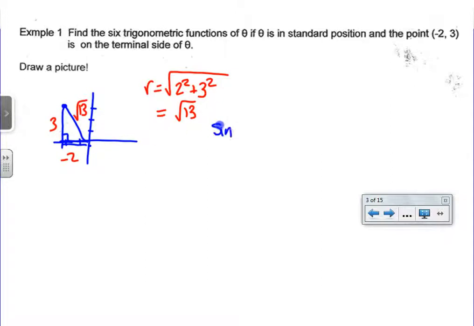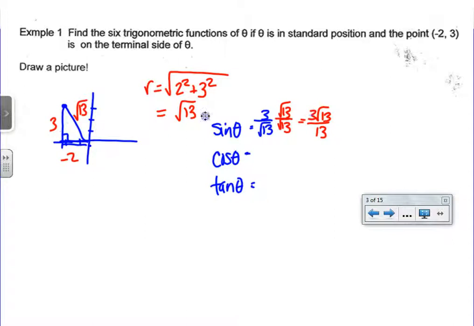Let's start with sine of theta, cosine of theta, and tangent of theta. So if we use our formulas, sine of theta would be originally 3 over square root of 13, but we don't like the radical on the bottom, so the ACT will often rationalize this, so we're going to do the same. We're going to multiply top and bottom by the square root of 13, and if you can do this in your head, you don't have to show the work. So it's going to be 3 square roots of 13 over 13.